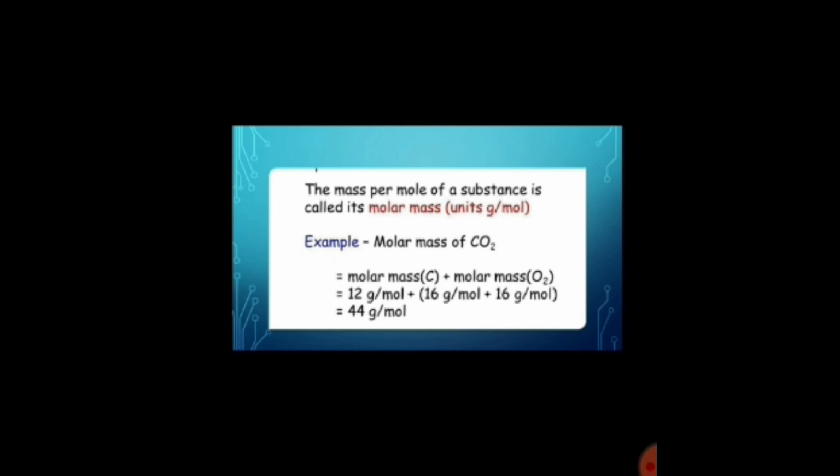This slide shows how to calculate the molar mass of carbon dioxide. In this, you are seeing the carbon dioxide molecular formula CO2. The molar mass of carbon is 12 and the molar mass of oxygen molecule is 32. So 12 plus 32 is equal to 44 gram per mole. So this is the molar mass of carbon dioxide.